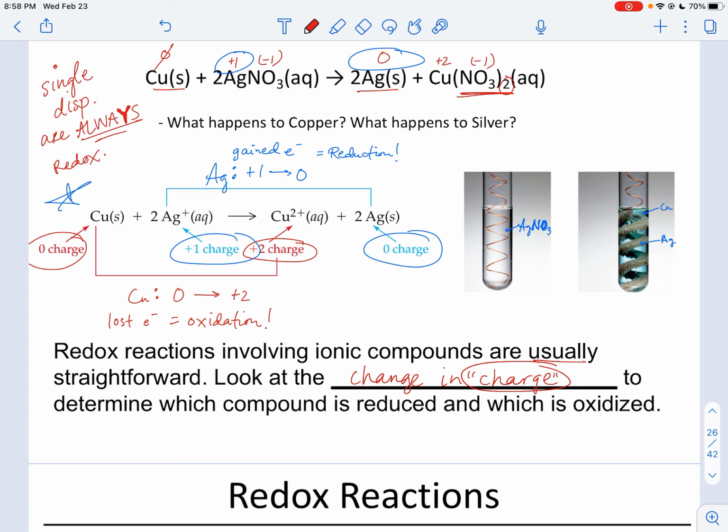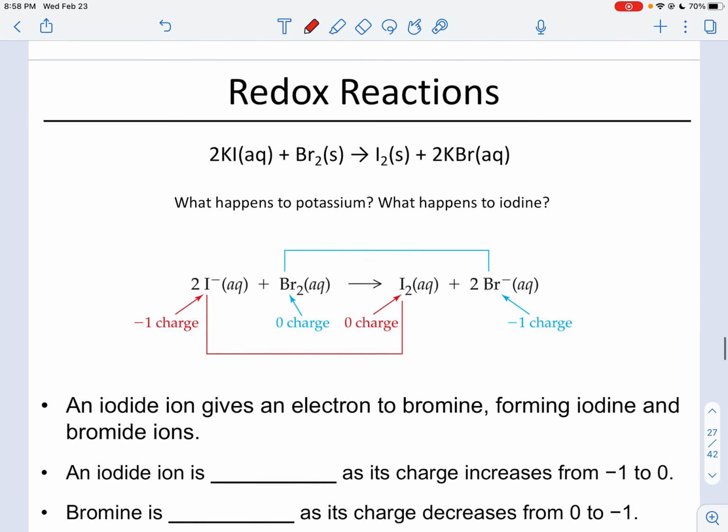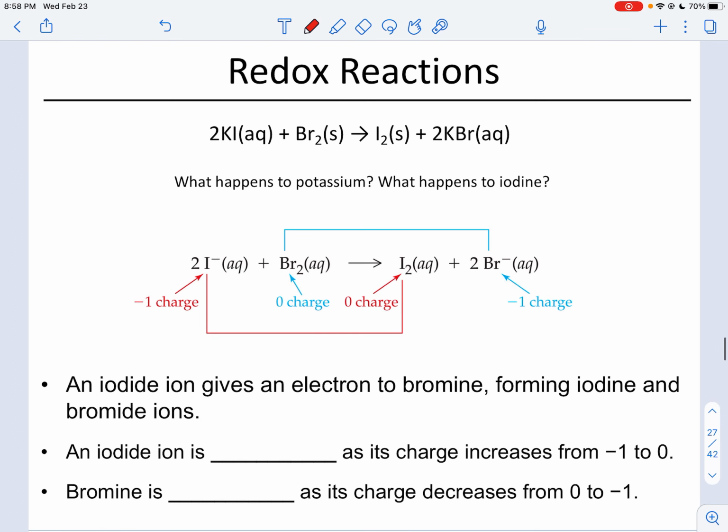To determine which compound is reduced and which is oxidized, right? And that's what we did, copper and silver. Let's look at another example. I'm going to walk through this one a little more quickly. This is video, so you can pause it and rewatch if you need to.